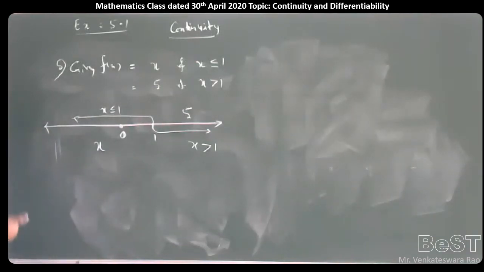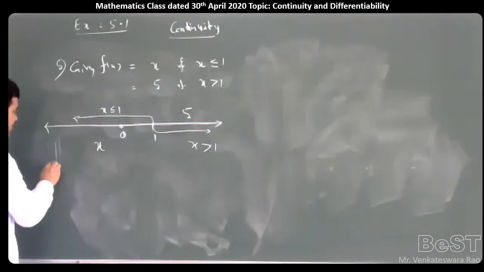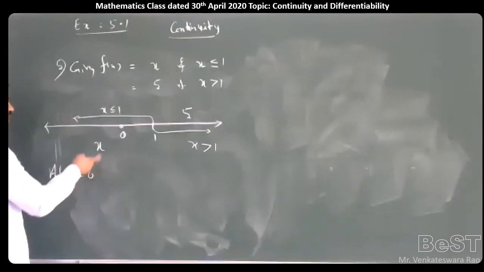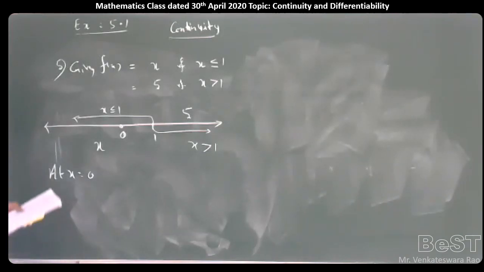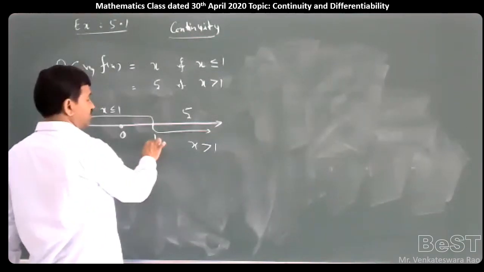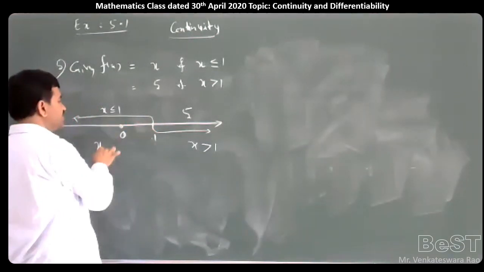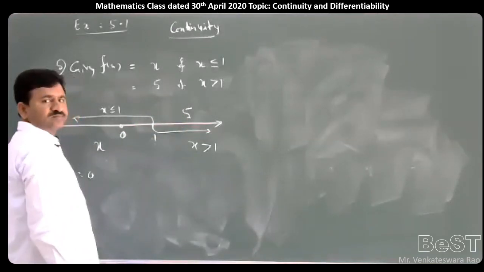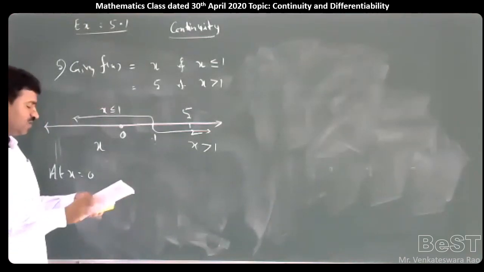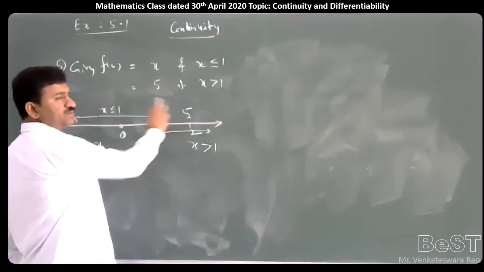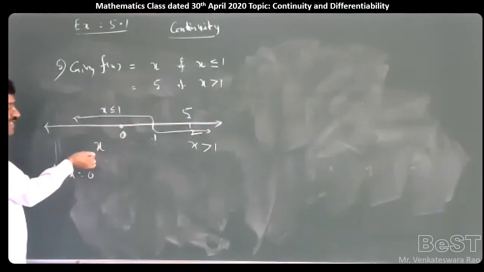So at x equals 0, what is the function? F of x is x. We take x and discuss the continuity. Next, at x equals 1, the left neighborhood is x and the right neighborhood is 5. And at x equals 2, one more. Three points we have to discuss. At x equals 2, the function we have to take is 5. At x equals 0, x is a linear function.